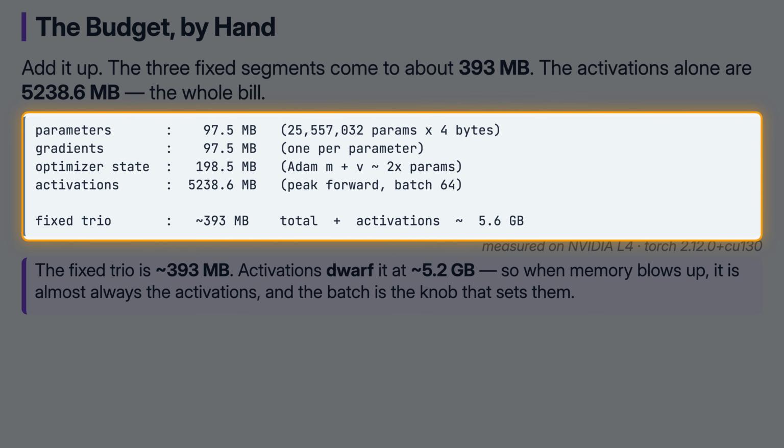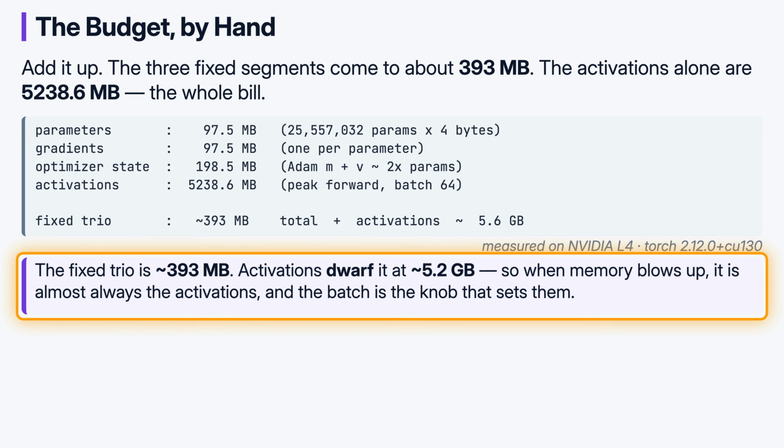Added up. Parameters 97.5 megabytes. Gradients the same 97.5. Optimizer state 198.5. Activations 5,238.6. The fixed trio sums to about 393 megabytes. Add the activations, and the whole thing is about 5.6 gigabytes. The fixed trio is small. The activations dwarf it at roughly 5.2 gigabytes, so an out-of-memory is almost always the activations, and the batch size is the knob that sets them.